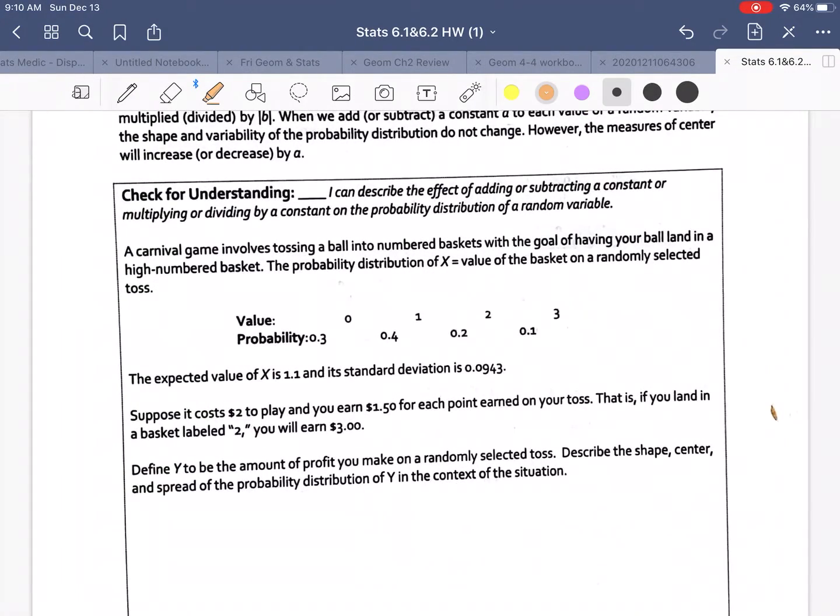Okay, so give this one a try. Put me on pause and then unpause. Okay, welcome back. Here we go.